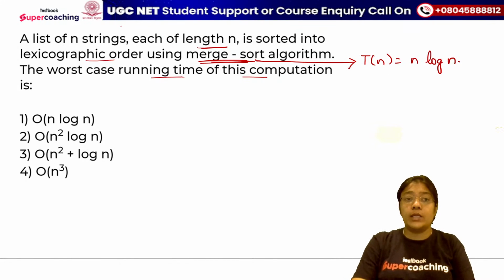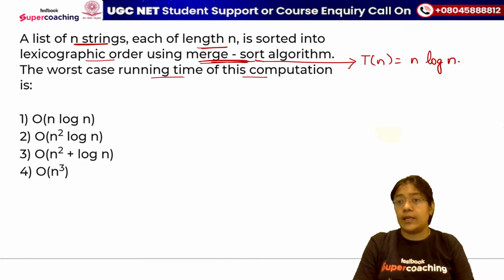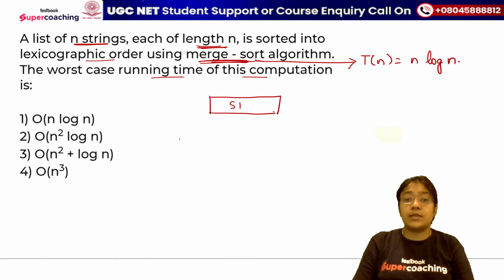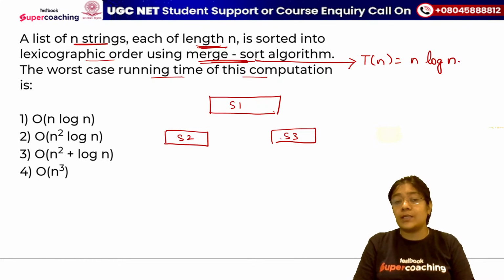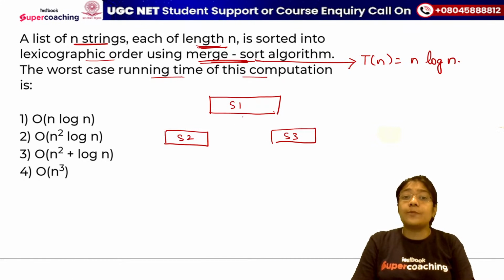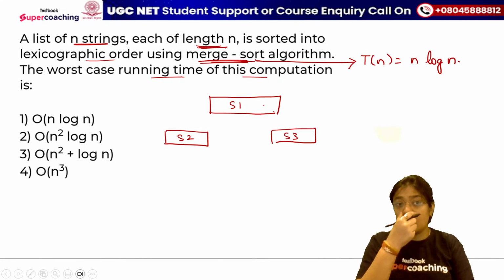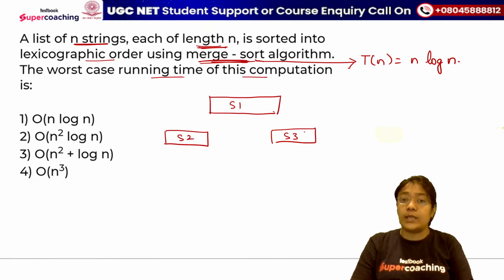Now what is given here is that you have a list which has n strings, and what is the length of each string? n. So there are n strings. This is string 1, this is string 2, this is string 3 and so on. How many strings do you have? n strings. Now you have to merge all of these using merge sort. So what will be the running time complexity?